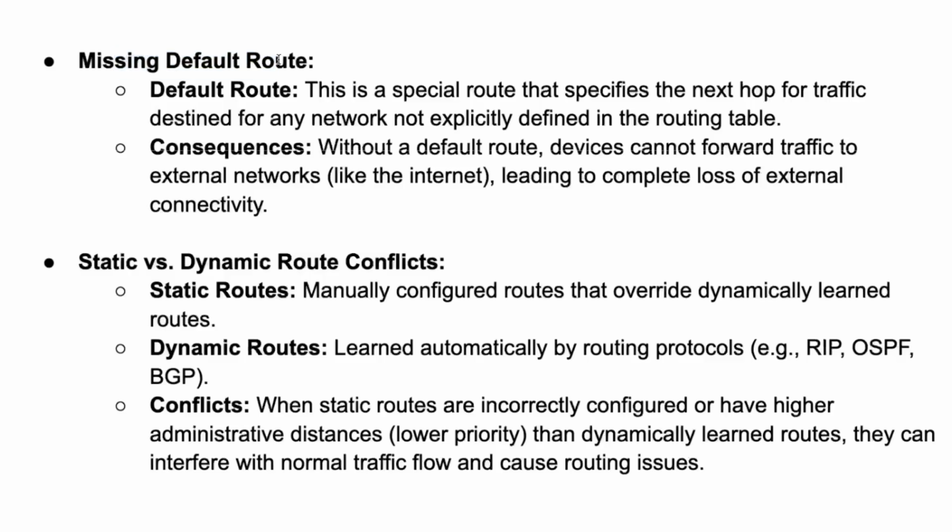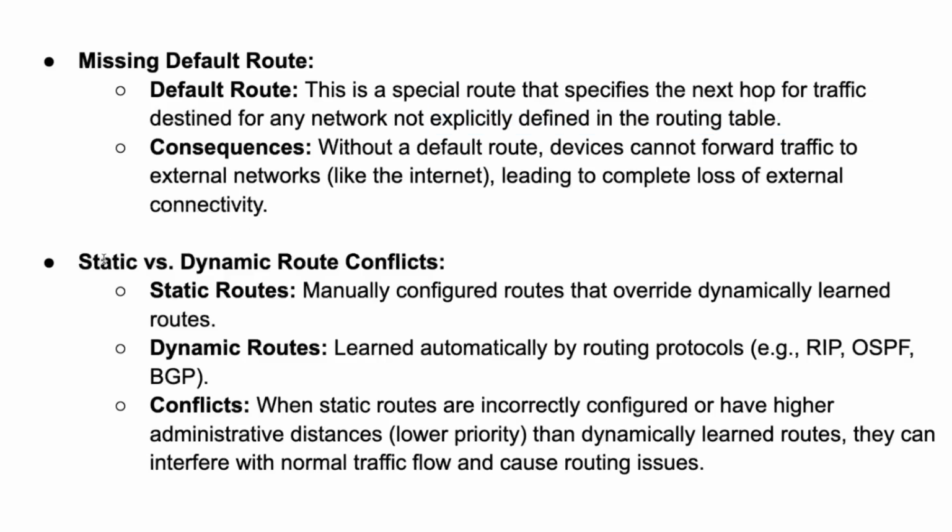If you don't have that, then the device can't forward traffic to an external network like the internet, and that leads to a complete loss of external connectivity. So you need to have some kind of default route for everything that is not explicitly defined in your routing table.